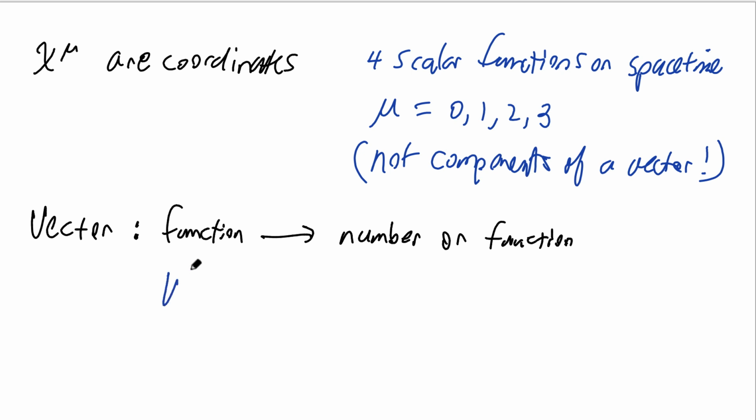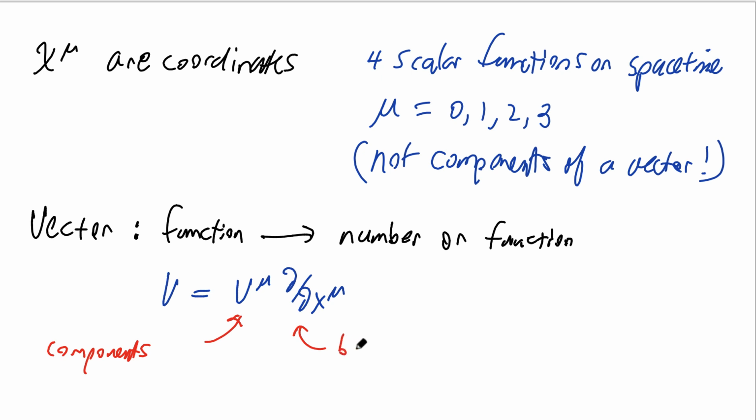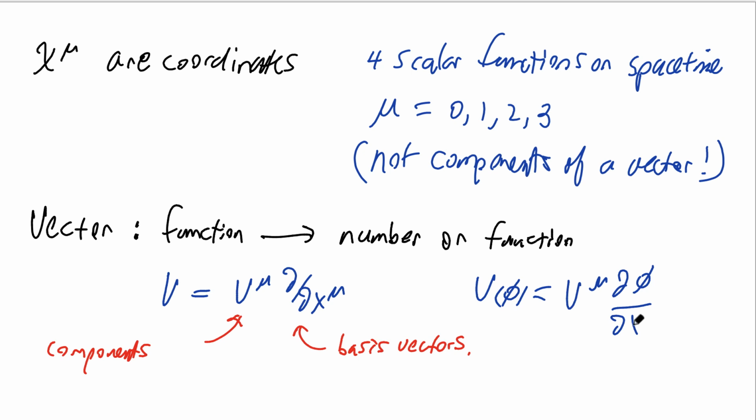So if V is a vector, we can always expand it in a linear combination of basis vectors. So here, V mu are the components of the vector, and d by dx mu are the basis vectors. So the action of a vector on a function is just V mu partial phi with respect to x mu, if phi is the function.